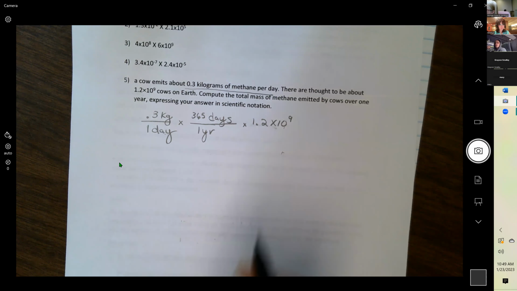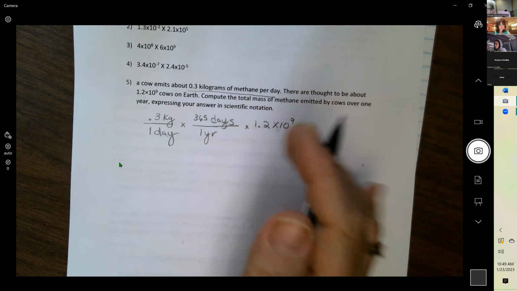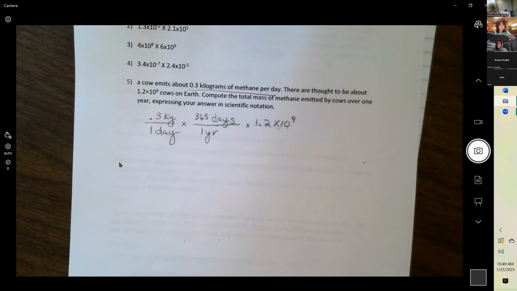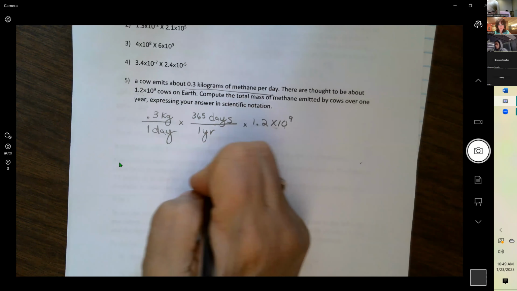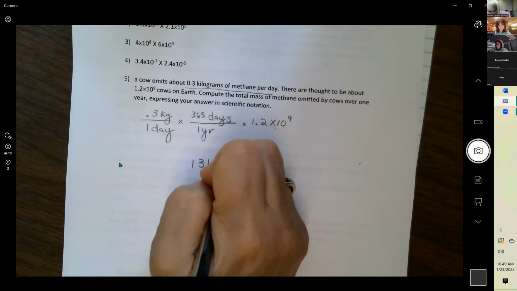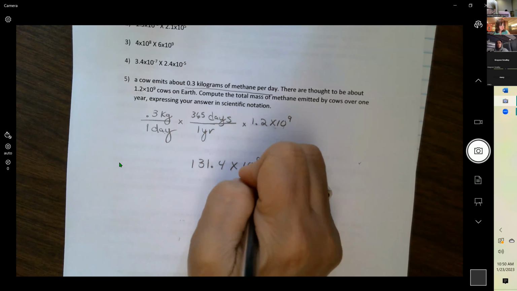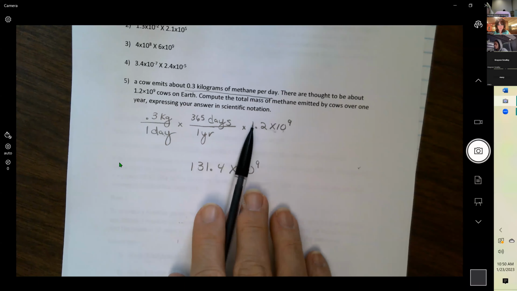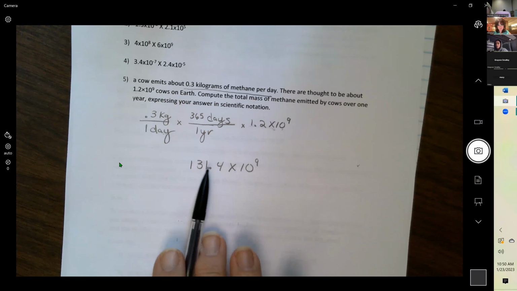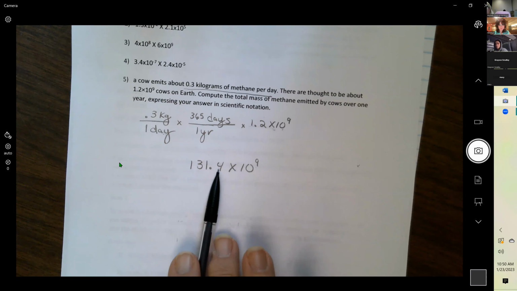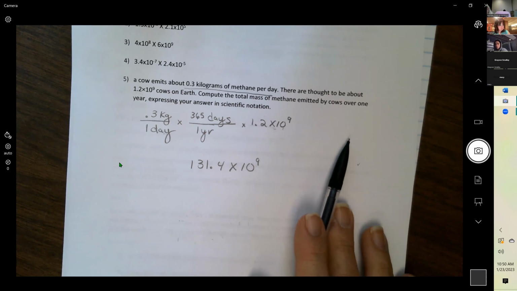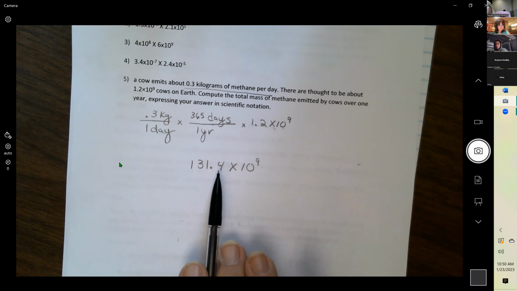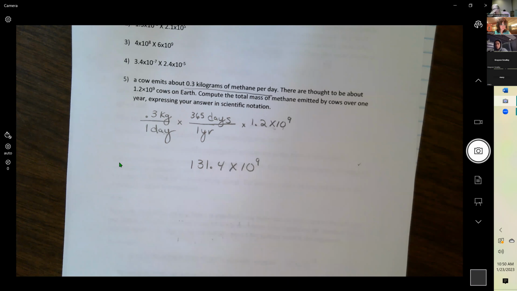Okay. 1's in the denominator. Multiplying across the top, I can take 0.3 times 365 times the 1.2. So if I take the 3/10, 0.3 times 365 times the 1.2, I get this value. Now, if you wanted to put all those zeros in there, you could. This section was showing you how to use it with scientific notation.